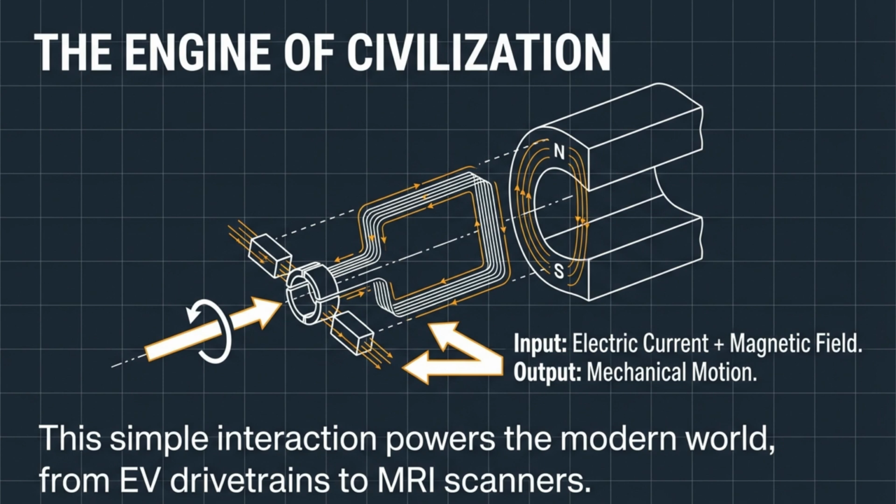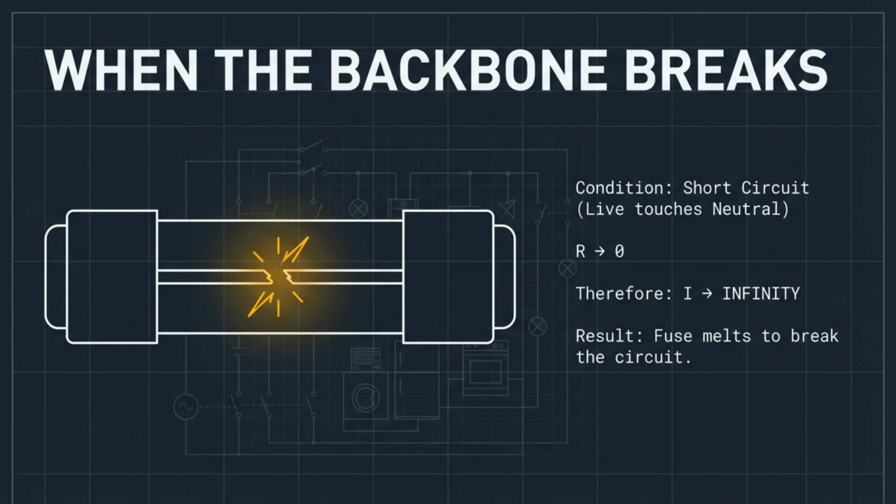This simple interaction is the engine of civilization. Applying electric current and a magnetic field results in mechanical motion, powering everything from electric vehicle drivetrains to complex medical scanners. If the circuit's backbone breaks due to a short circuit, resistance approaches zero.